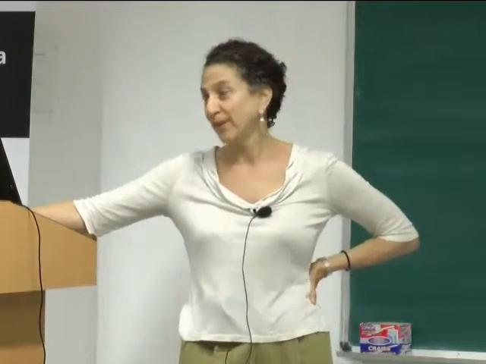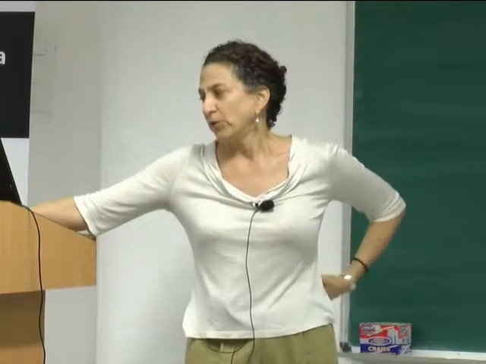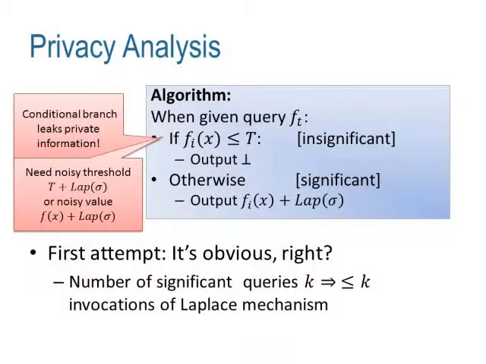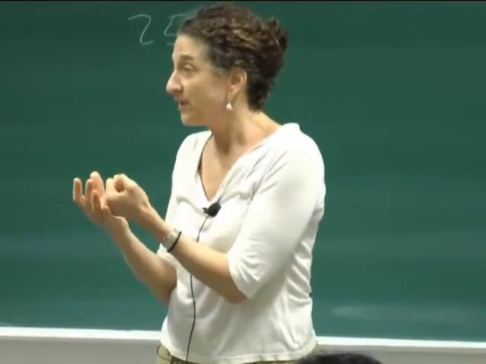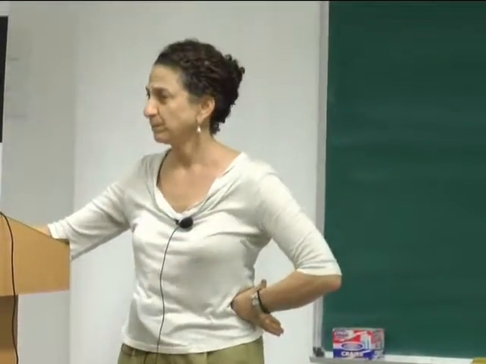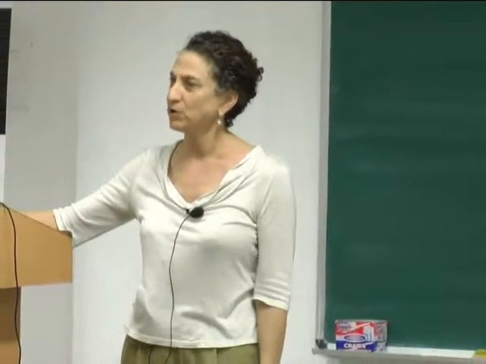Well, the first attempt says it's obvious, right? We only have k significant queries, so there are going to be at most k invocations of the Laplace mechanism, blah, blah, blah. But you have to be careful. This conditional branch is leaking some private information. There could be a pair of adjacent databases where on one database it's insignificant, but on the neighbor we would just have crossed the threshold and it would be significant. So the fact that I'm saying it's insignificant is leaking some information. And the whole name of the game is going to be to show that that doesn't actually leak that much information.